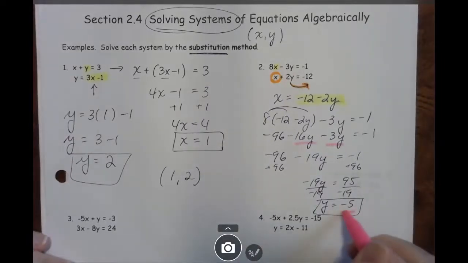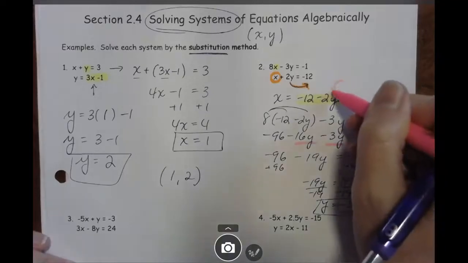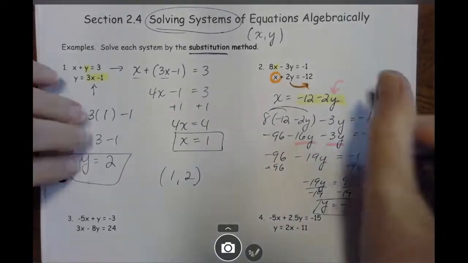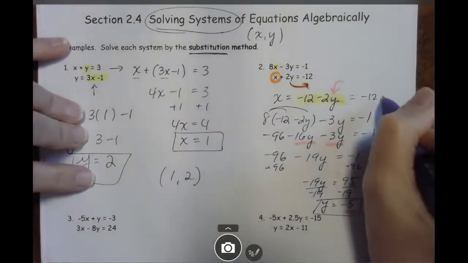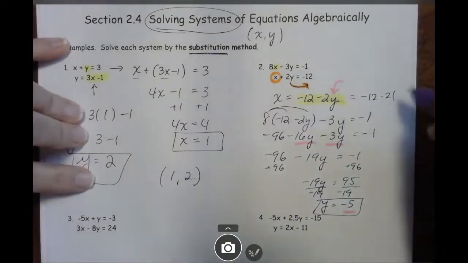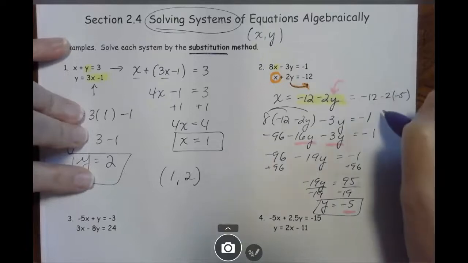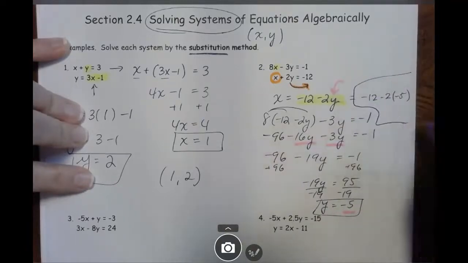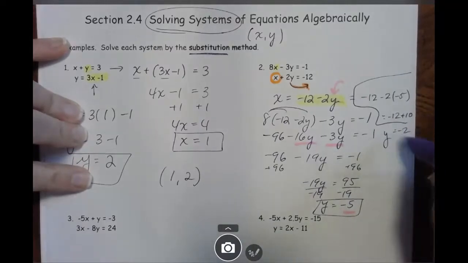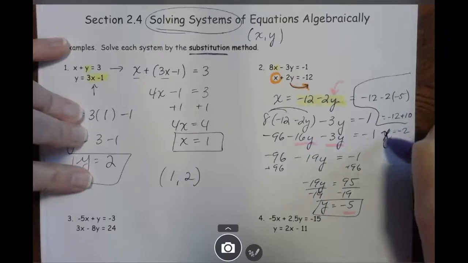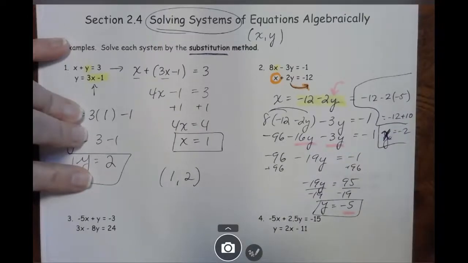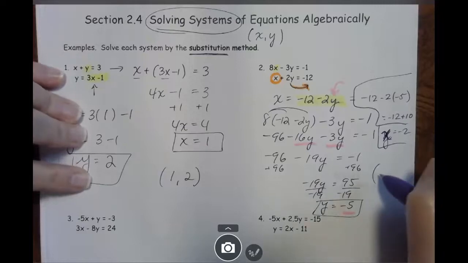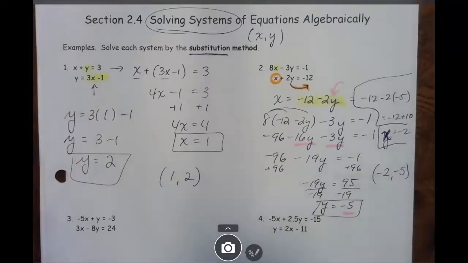Now, we solved for y, but we're not done because we want to know x. So let's take this value for y equals negative 5, and let's plug it in right there using the substitution property. So negative 12 minus 2 times y, of course y is negative 5. So that gives us negative 12 plus 10. Negative 12 plus 10 is, of course, negative 2. So there is x. Our x value is negative 2. So our answer for number 2 is negative 2, negative 5. That is solving by substitution.